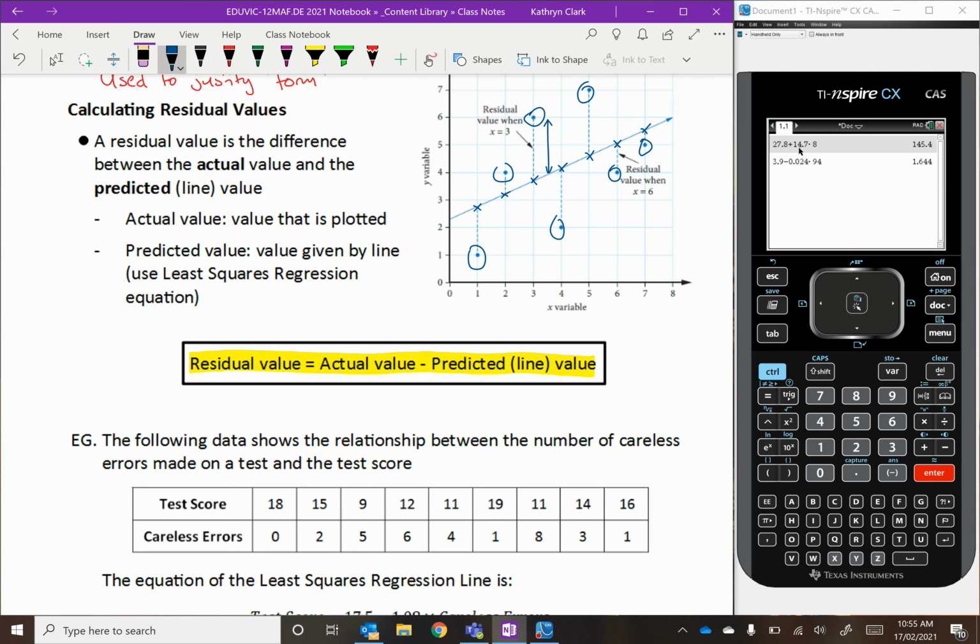the actual values are generally either given to you on a scatter plot, or they're given to you in a table, or they generally tell you in some other way. The predicted values you usually have to work out for yourself using your equation of the least squares regression line.